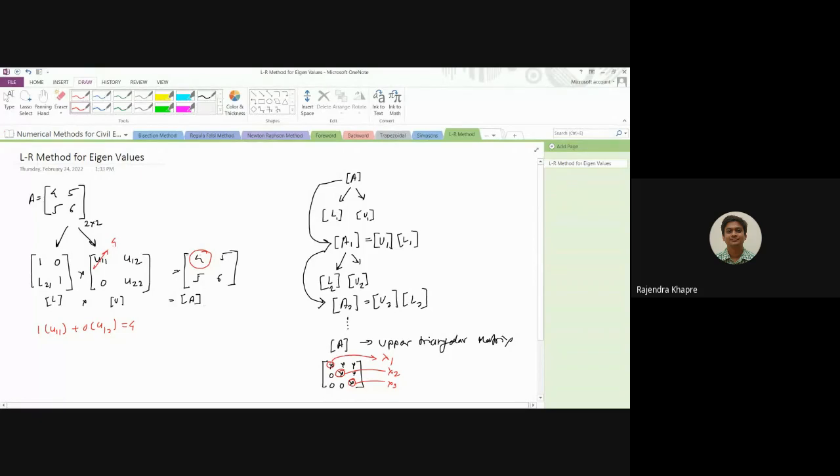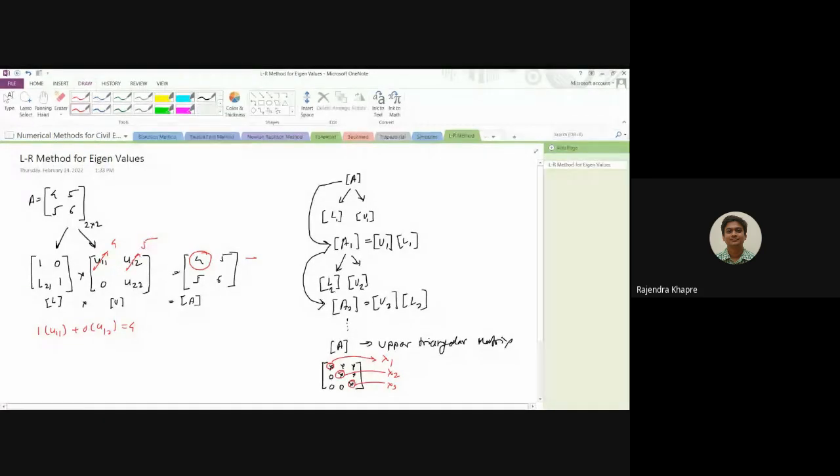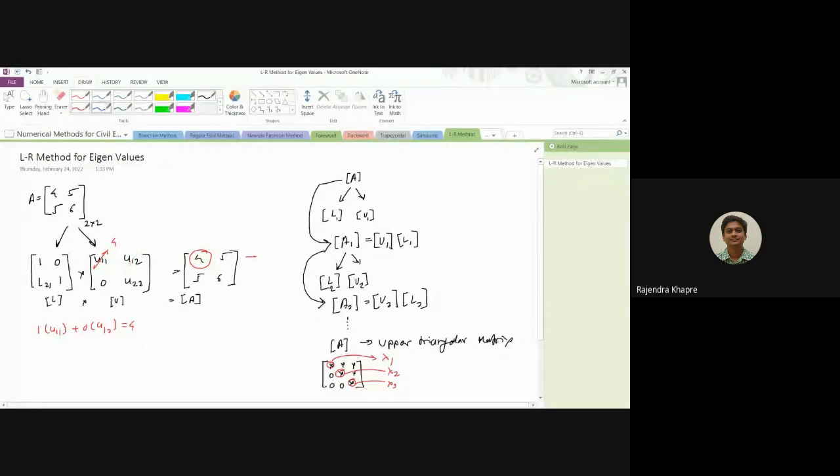Remember that this particular row is exactly the same in the upper triangular matrix. We have already seen this, so I am not wasting my time. This will also be 5. If you want, you can do this manually also, and I am sure you will get 5. Now this is the first row and the second column, so this will be 1 into U12 plus 0 into U22, which should equal 5. Am I right? If you solve this you should get U12 as 5.